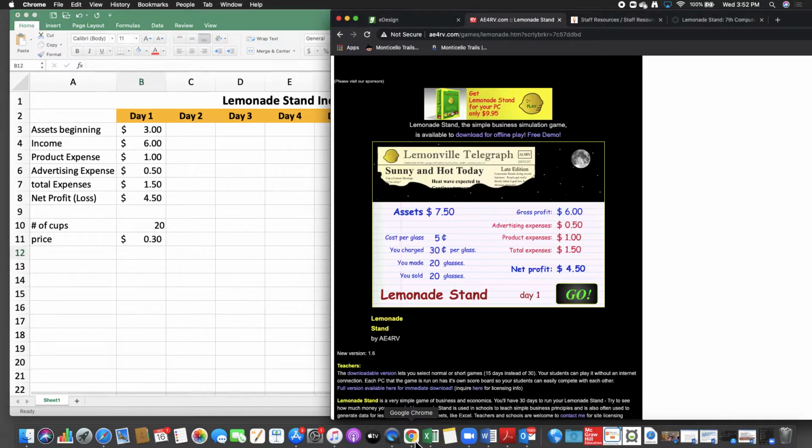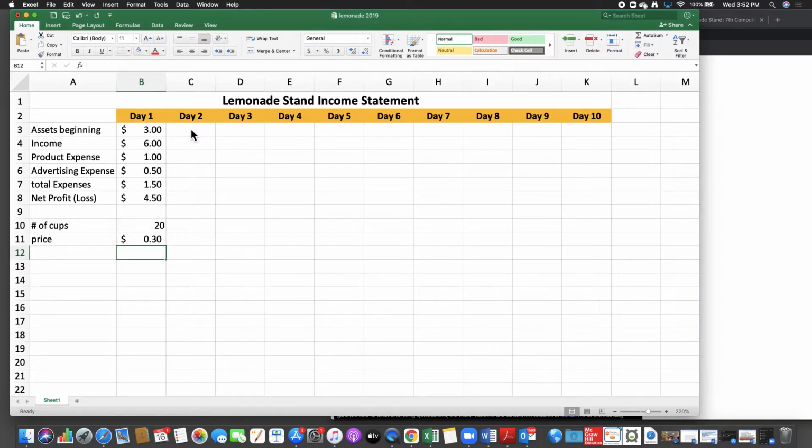So tomorrow when I start business, I now have $7.50. So I get to keep that. So my assets for the next day at the beginning equals the assets from the previous day plus my net profit. Now, if that's a net loss, then it's still going to be plus, but it will bring my assets down, okay? So the formula is B3 plus B8. So that's how much total assets I have in the business.